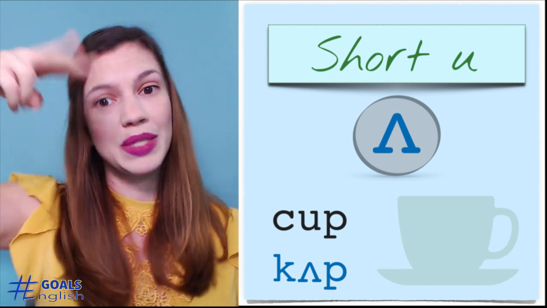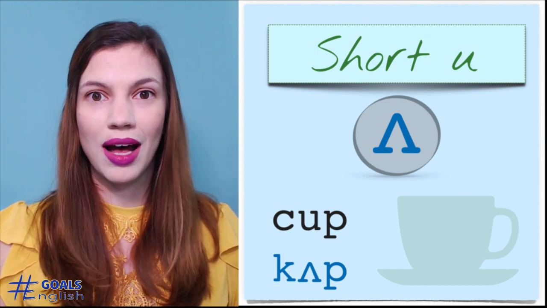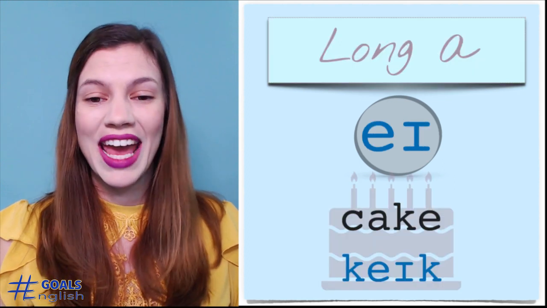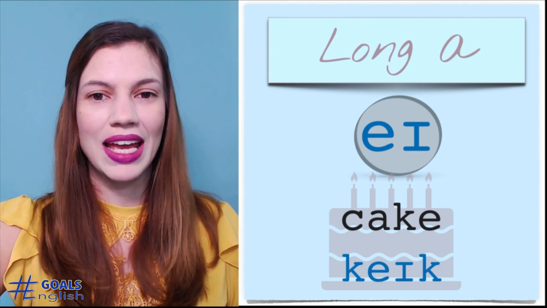Short U is this upside down triangle. Cup. Cup. Long A, cake. Cake.